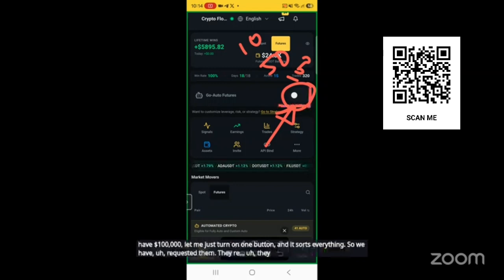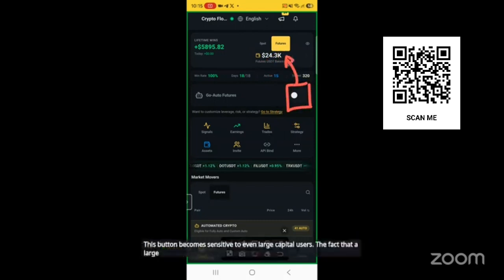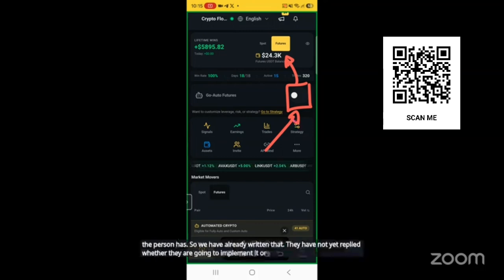They should adjust the button that we have written such that it becomes sensitive to even large capital users, such that a large capital user can also just turn on one button and it is done. He doesn't have to know anything, he doesn't have to do anything, just one button, and the bot adjusts the risk management according to the capital the person has. So we have already written that. They have not yet replied whether they are going to implement it or not, but we have already written about that.